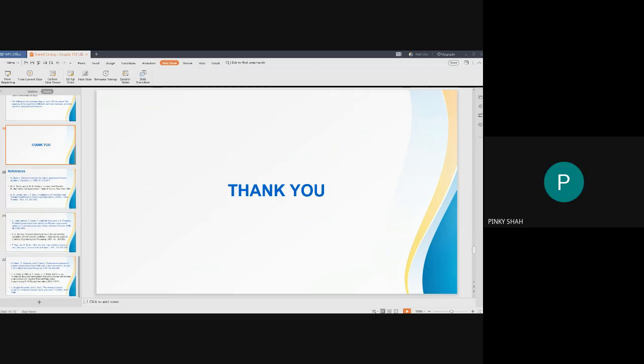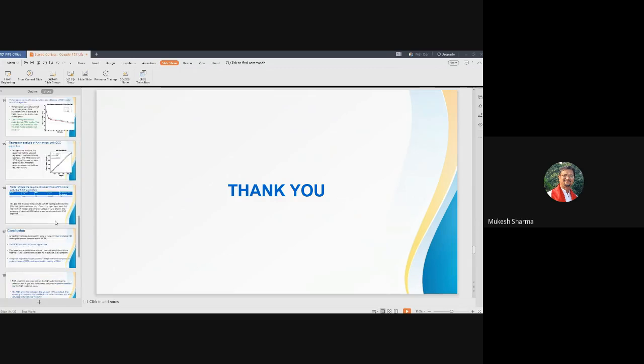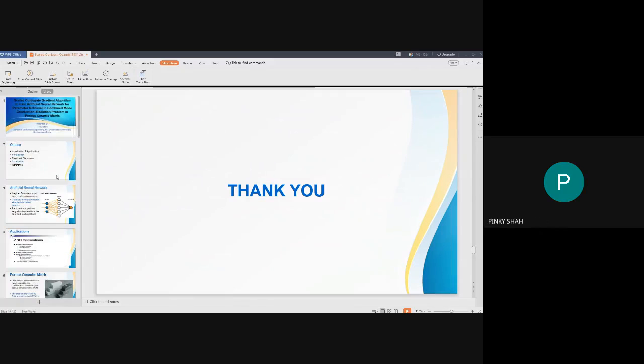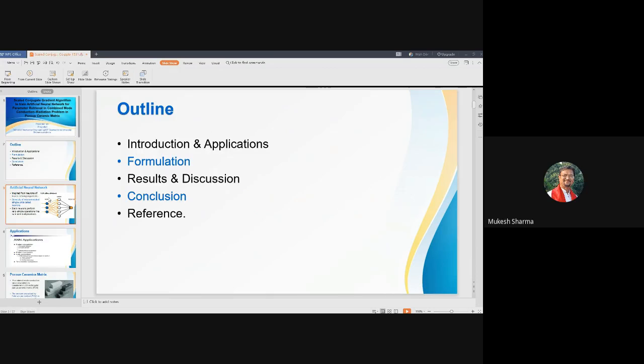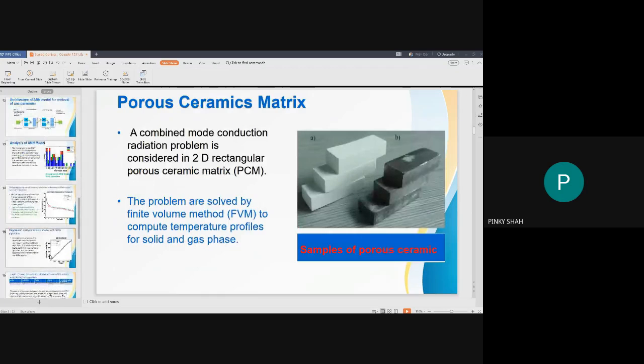Okay, Pinky. Yes, sir. What is the value of that heat transfer coefficient? Sorry, sir. You have not shown the values. Where are the values of the heat transfer coefficient? Sir, maybe I didn't insert that. You have mentioned it in the conclusion, right? The values. Sir.